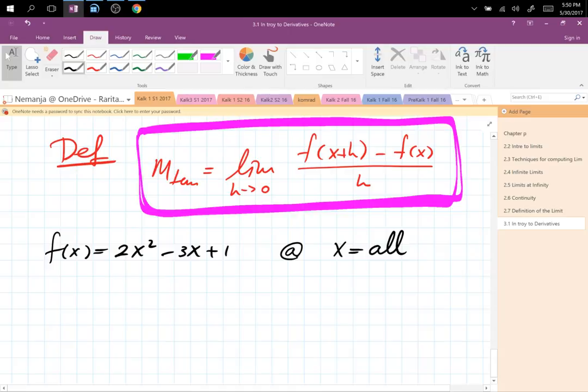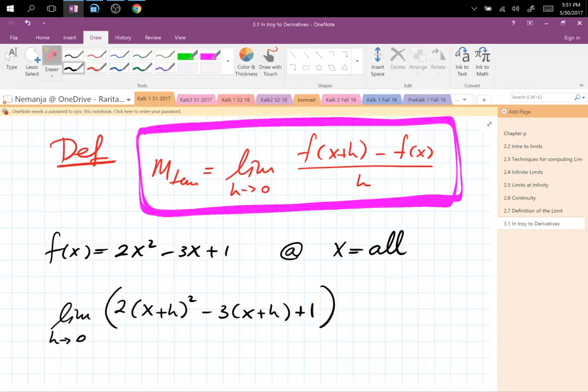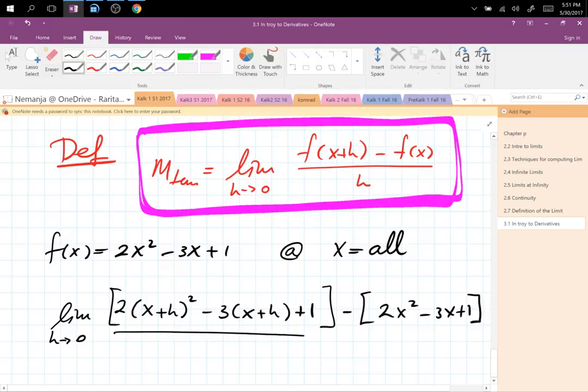So now, what I'm going to do is I'm going to say, okay, limit as h goes to 0, and I have 2x plus h squared minus 3x plus h plus 1. Let me use brackets so we separate these guys. There we go. Minus 2x squared minus 3x plus 1. Everything divided by h. So if you carefully look at the definition and the problem, f of x plus h is the first bracket, f of x is the second bracket, which is just Control C, Control V, right? Copy and paste. Copy and paste. And then divided by h.